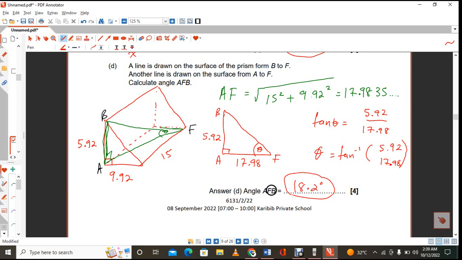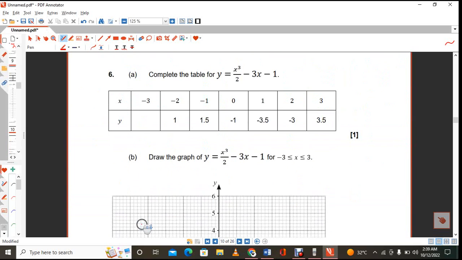Well, there's a lot of work in that question. You could also have decided to find the sine if you were to calculate BF. Okay, it's totally up to you which method you prefer. Okay, question 8 or question 6 here. We have got a graph, complete a table of values. So you just grab your calculator and well, let's do that.